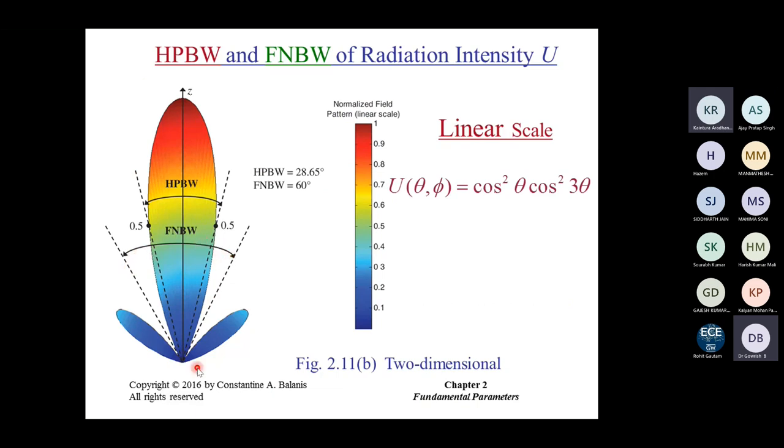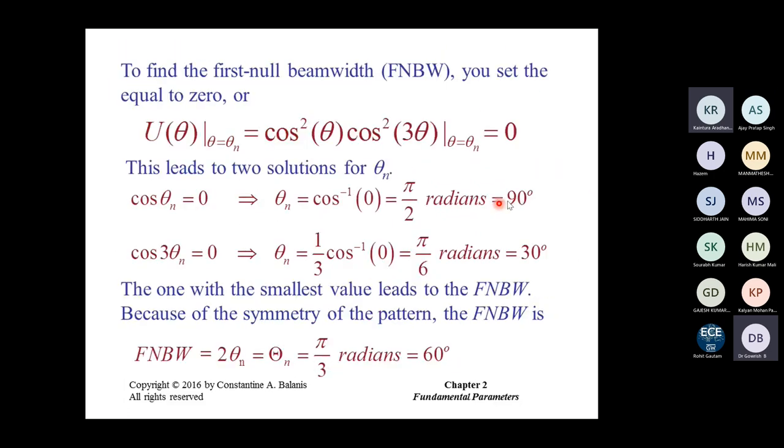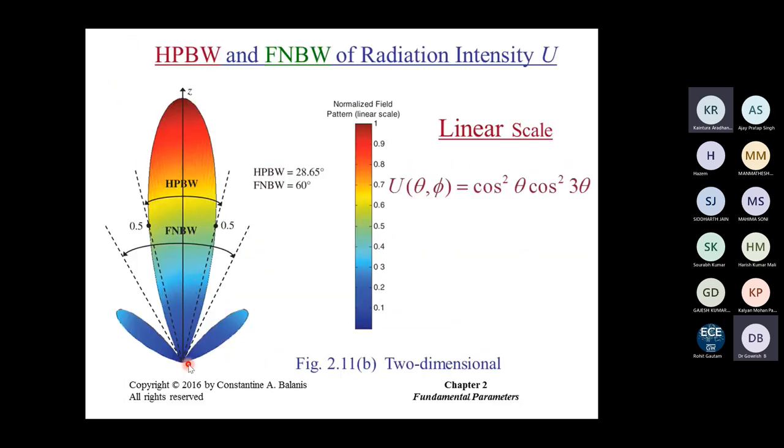Note that there will be a null at 90 degrees also. How did we get that? We got it from this solution, and it is verified in the pattern also. So there will be a null in the 90 degrees direction. And this expression actually represents the side lobes up to theta equal to 90 degrees. Beyond theta equal to 90 degrees, it cannot capture the side lobes or the minor lobes.